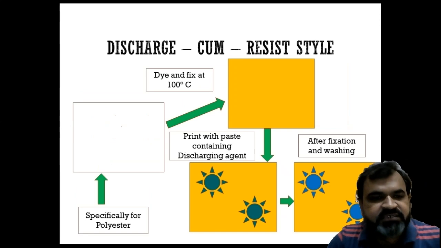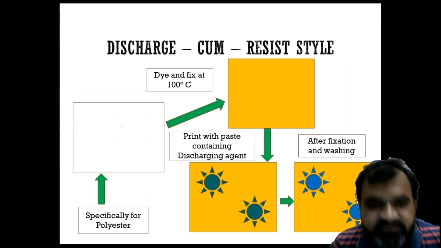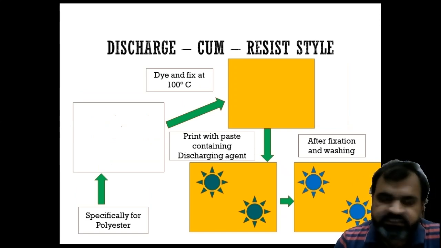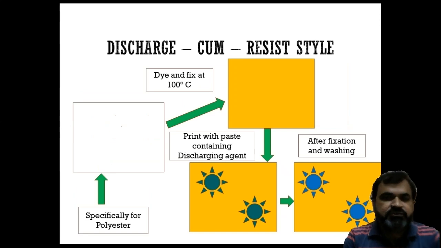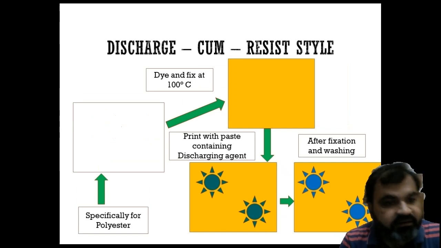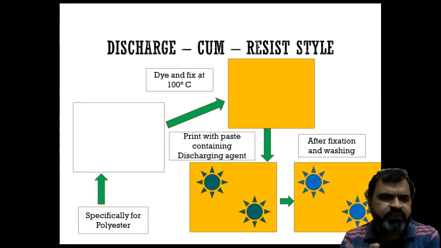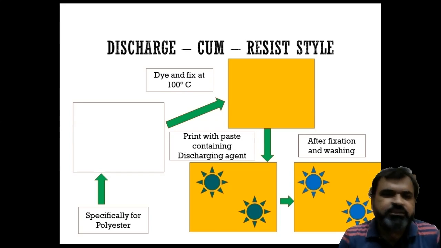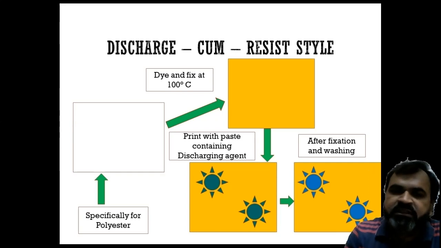Now this is discharge cum resist. This style is particularly used only for synthetic fiber and specifically for polyester, because when we are dyeing polyester, our dye is dissolved in the fiber, so it is very hard to discharge from that dissolved area. So what we are doing, we are dyeing as well as printing simultaneously. First you dye your fabric and fix the dye at 100 degrees. You remember your dyeing lectures, when you are dyeing polyester, you require 132 degrees Celsius. But here we are giving only 100 degrees. So what will happen? The dye will stick on the surface only.